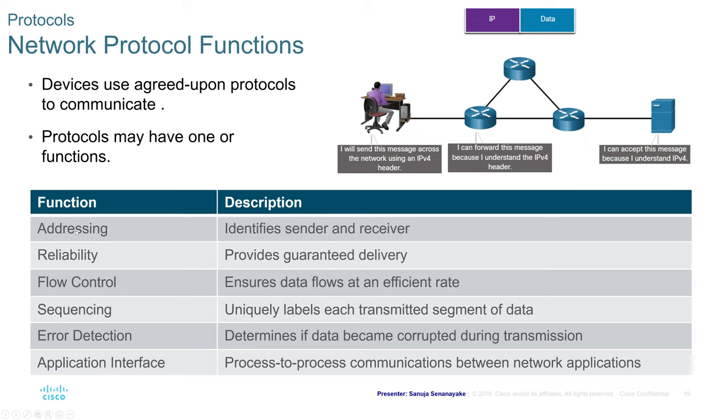In this table, there's a little bit of description about some functions that may be in use, such as addressing, which identifies the sender and the receiver; reliability, which provides guaranteed delivery; flow control, which ensures the data flows at an efficient rate; sequencing, which uniquely labels each transmitted segment of data; error detection, which determines if data becomes corrupted during transmission; and application interface, which is the process-to-process communication between network applications. All of these functions can be part of the protocol functions.